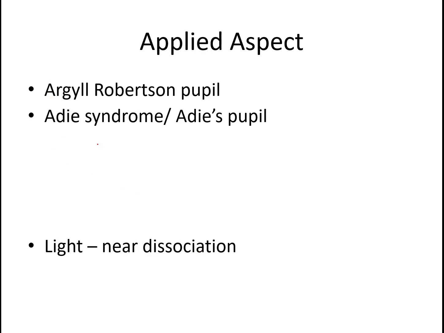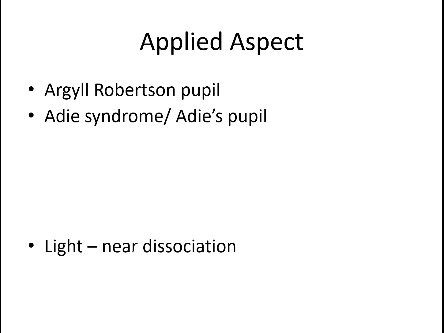Argyll Robertson pupil and Adie's pupil. When we examine clinically, either the patient will have what is called Argyll Robertson pupil or Adie's pupil. The patient might have what is called light and near dissociation. Whatever I'm talking about till now is nothing but the near reflex, or you can call it the accommodation reflex. Light reflex: when you put a torch light, the pupil goes for constriction. That is your light reflex.